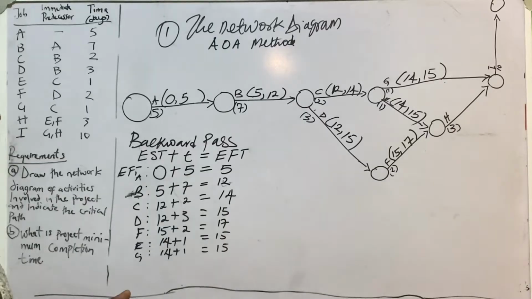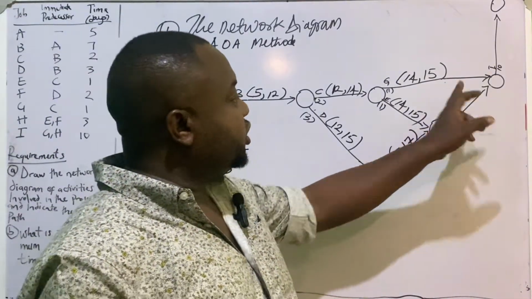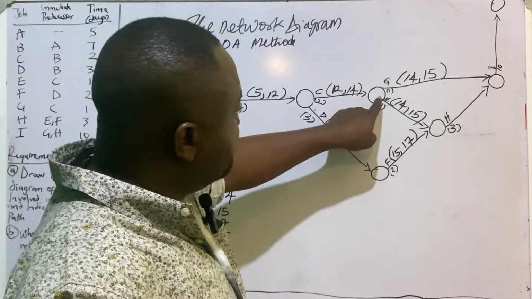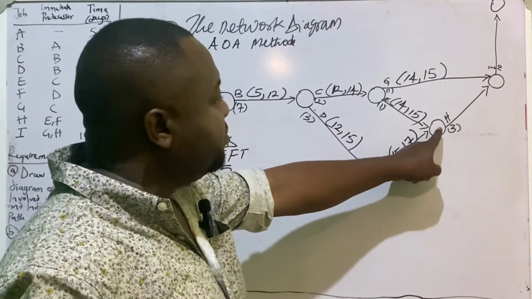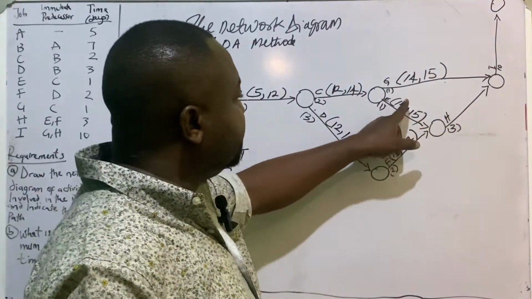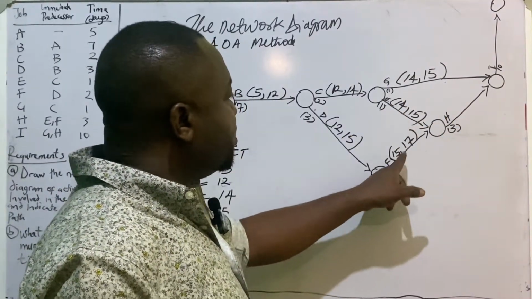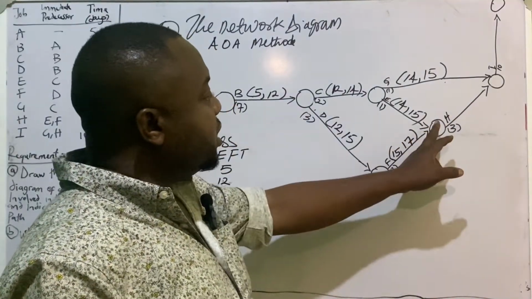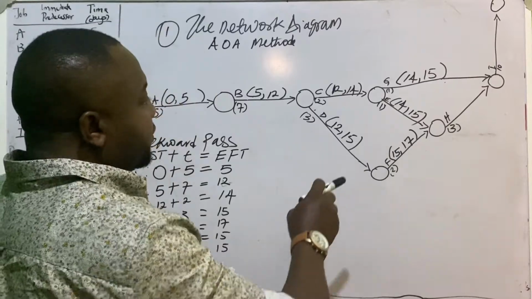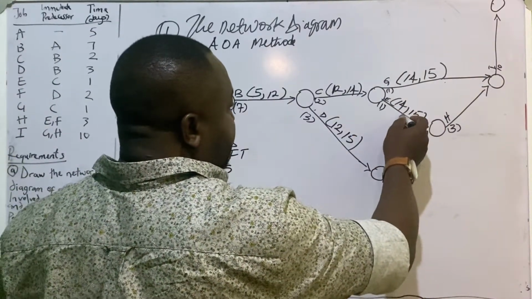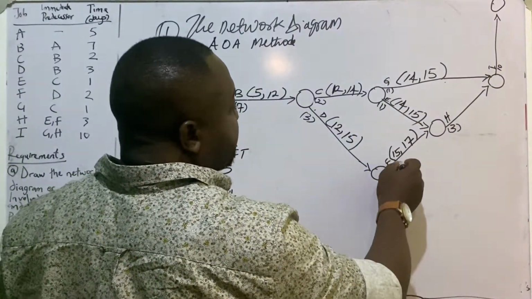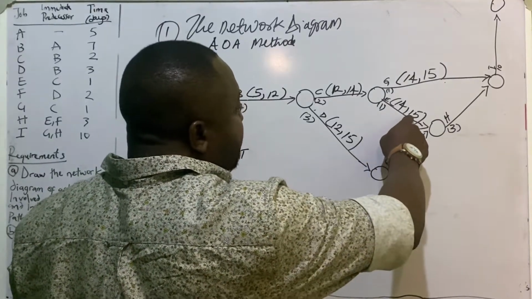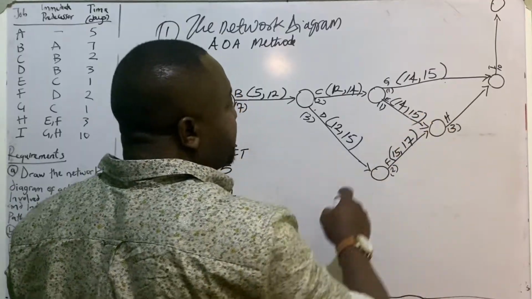Okay, so the next activity will be activity H here. And as you can see, 2 activities must be completed before H can start. Activity E and activity F must come to an end before H can start. As it is now, we have 15 as finish time for E and 17 as finish time for F. So what it simply means is that even when activity E ends on the 15th day, H cannot start.